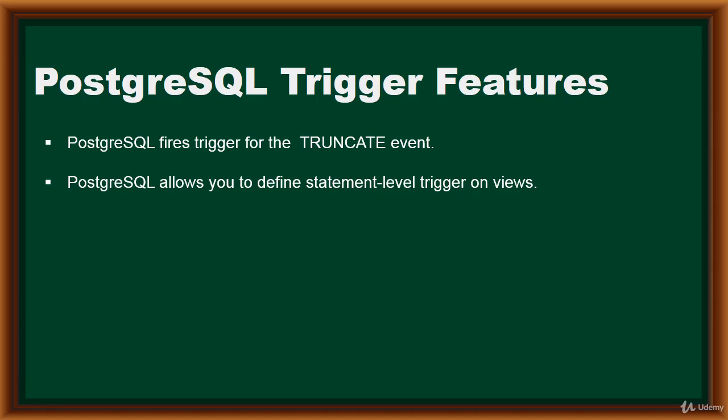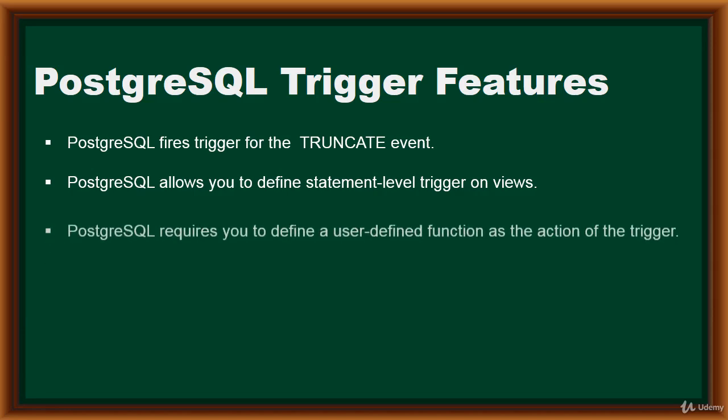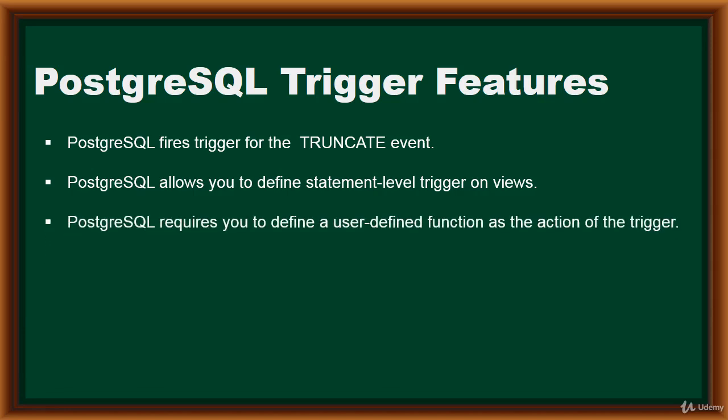Also, PostgreSQL requires you to define a user-defined function as the action of the trigger, while the SQL standard allows you to use any number of SQL commands. So this is a key difference. With PostgreSQL, it requires a user-defined function as the action of the trigger, in comparison to standard SQL, where you can use any number of SQL commands. Those are the two key differences between the standard SQL and the PostgreSQL trigger.